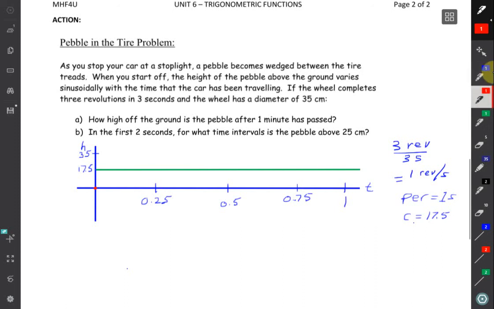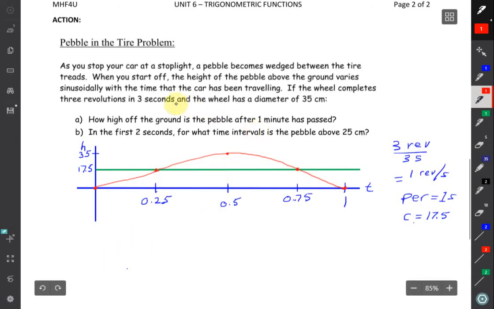Once again, this is a cosine function and it's starting at a minimum. So these two problems end up being very similar. Next quarter, we're on the axis. Next quarter, we're at a maximum. Back to the axis, and then to a minimum. So there's our graph representing the pebble.